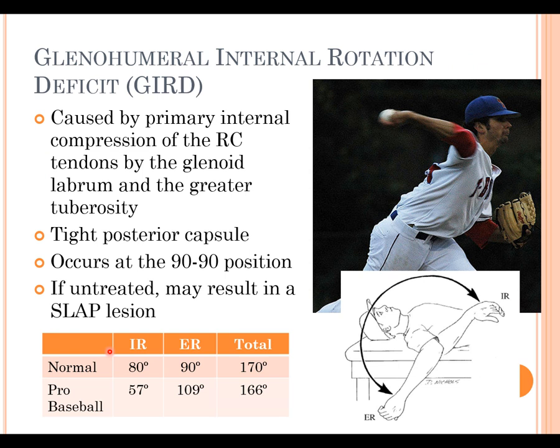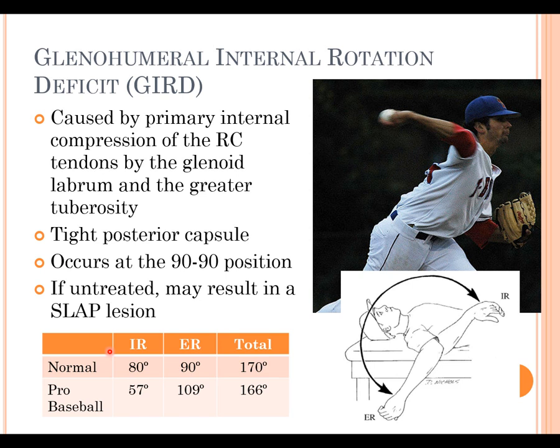Kind of a side note here, we have this thing called GIRD, not GERD as a gastrointestinal anything. This is GIRD, called glenohumeral internal rotation deficit. That's what GIRD stands for. And this is kind of a condition, not necessarily a problem, but it's something that is common in baseball pitchers, or just kind of overhead throwing athletes or hitting athletes in general.